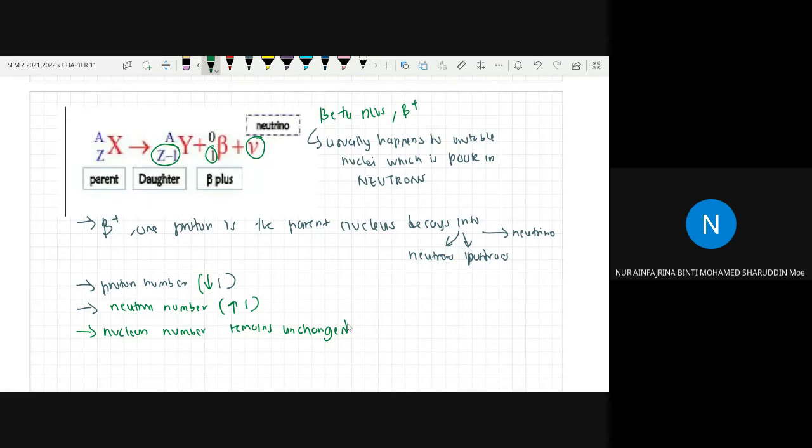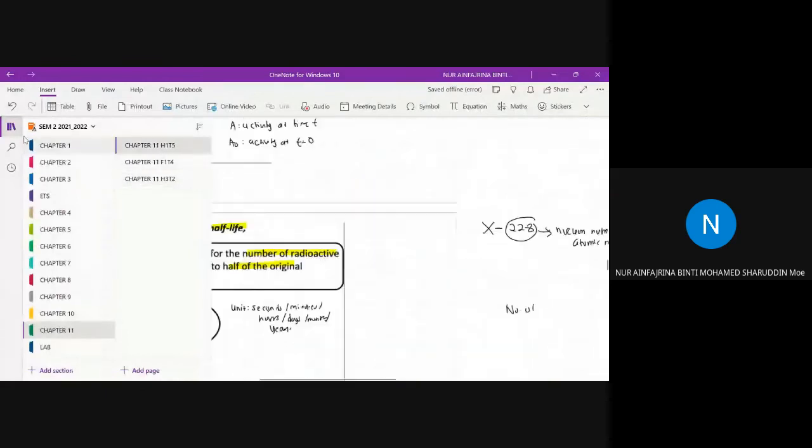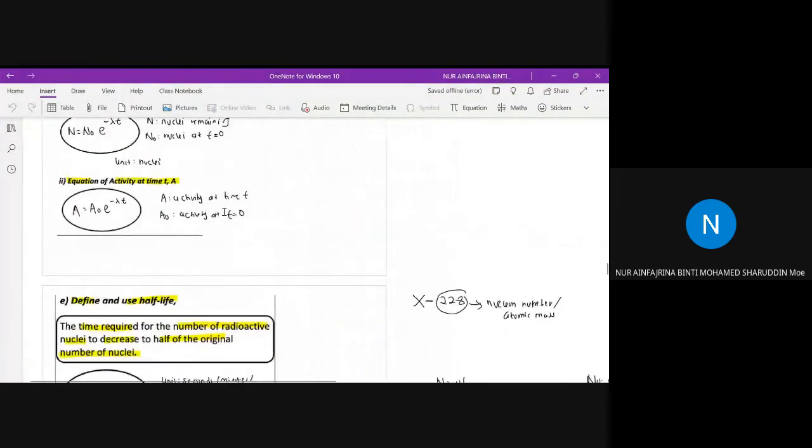Okay? Done? Everyone else done? Okay, so for gamma ray, Miss wants you to copy. So we just took here. Gamma ray has a bit more.